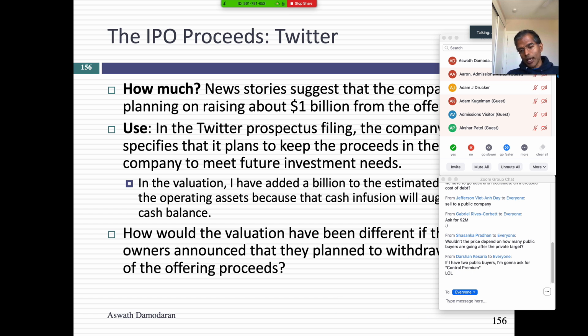In fact, in this example, if they told you that the $1 billion was going to leave and existing owners were going to cash out, whoever the VCs were going to cash out, then I wouldn't have added the $1 billion, because the cash would have left the company. It's because it stays in the company that I'm adding it on.